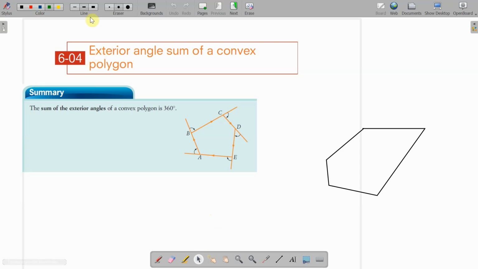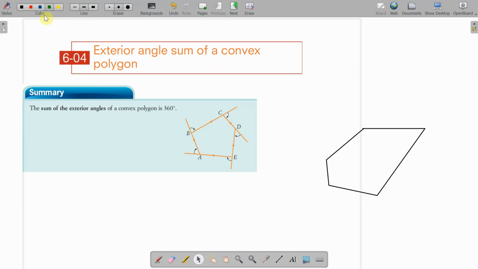Firstly, we have a look at what a convex polygon is. And if you remember from last time, that's a polygon where all the angles point outwards. So like this one, all the angles point outwards. So that's what we're dealing with. Convex polygon, exterior angle sum.